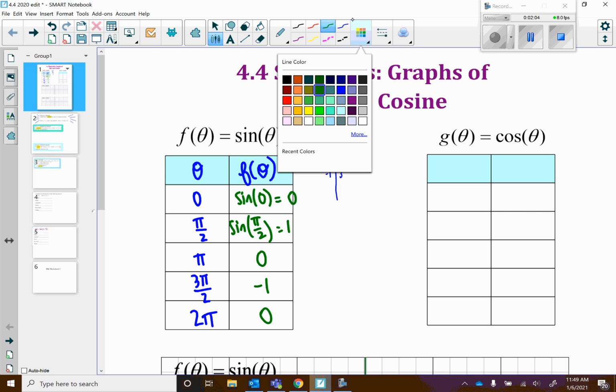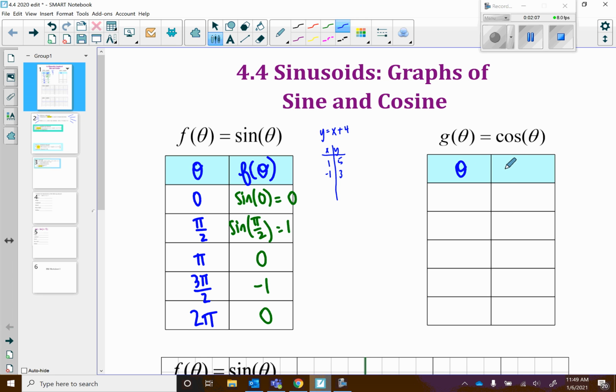Now let's consider our cosine. Again, we're looking at theta, and in this case, g of theta, which is cosine here. We're going to look at the same angle measures, so 0, pi over 2, pi, 3 pi over 2, and 2 pi. And again, we're doing the same thing, right? Cosine of 0: sine is y, cosine is x, so that means this would be 1. Cosine of pi over 2 is 0. Cosine of pi is -1. Cosine of 3 pi over 2 is 0, and cosine of 2 pi is 1.